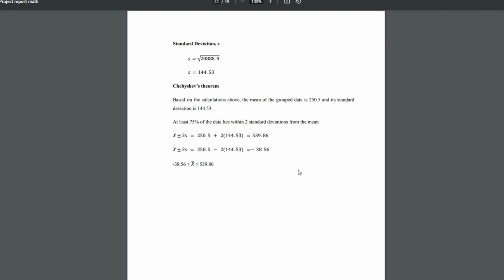data lies within the two standard deviations point, which is 539 ringgit 86 cents and negative 38 ringgit 56 cents, which we can neglect the negative 38 ringgit 56 cents because we cannot go to the negative value.